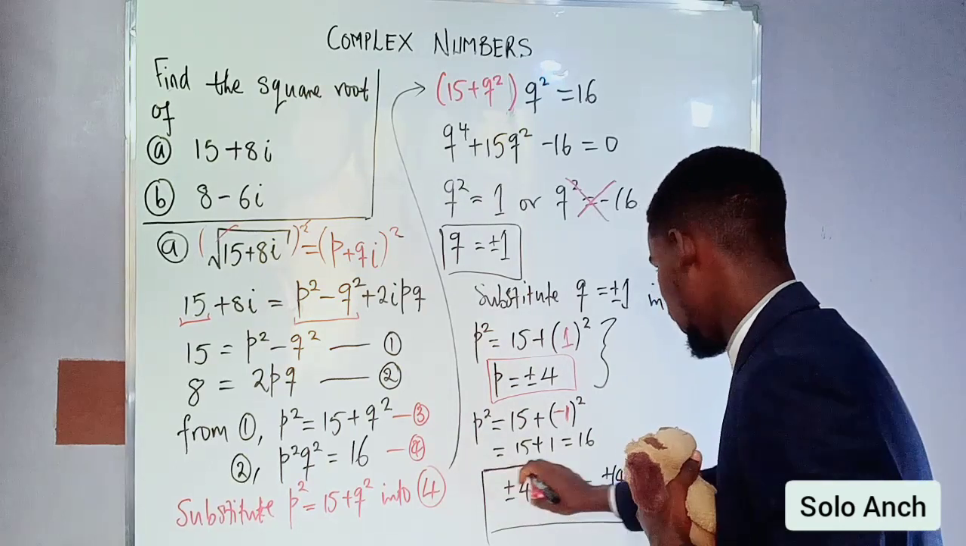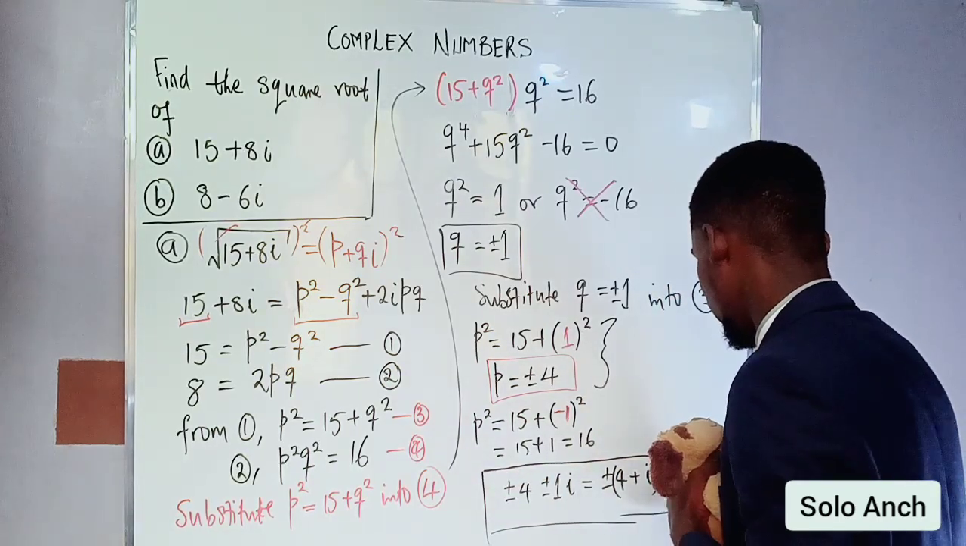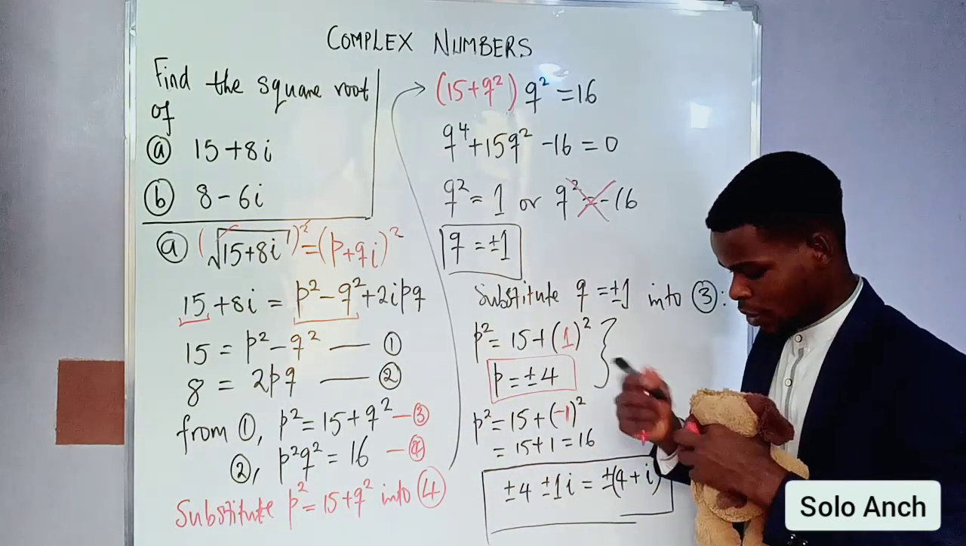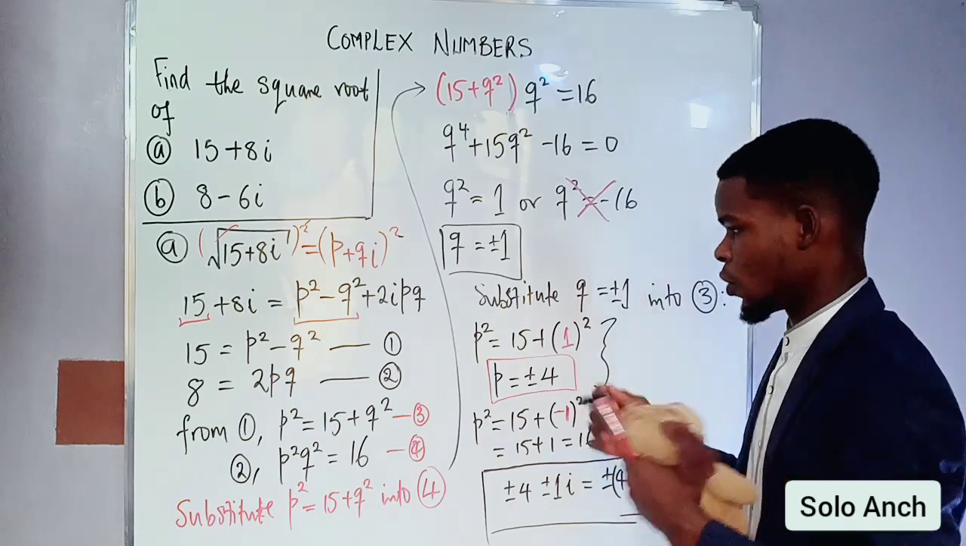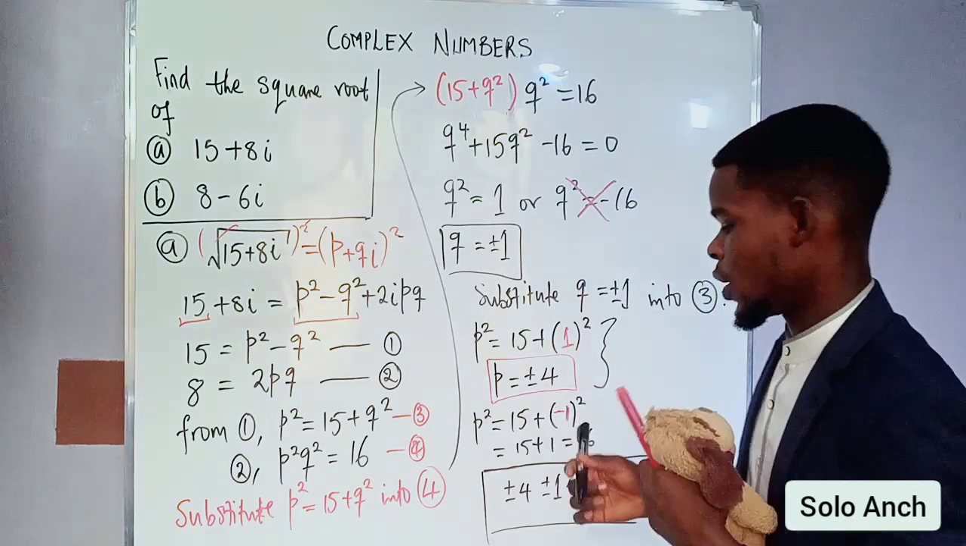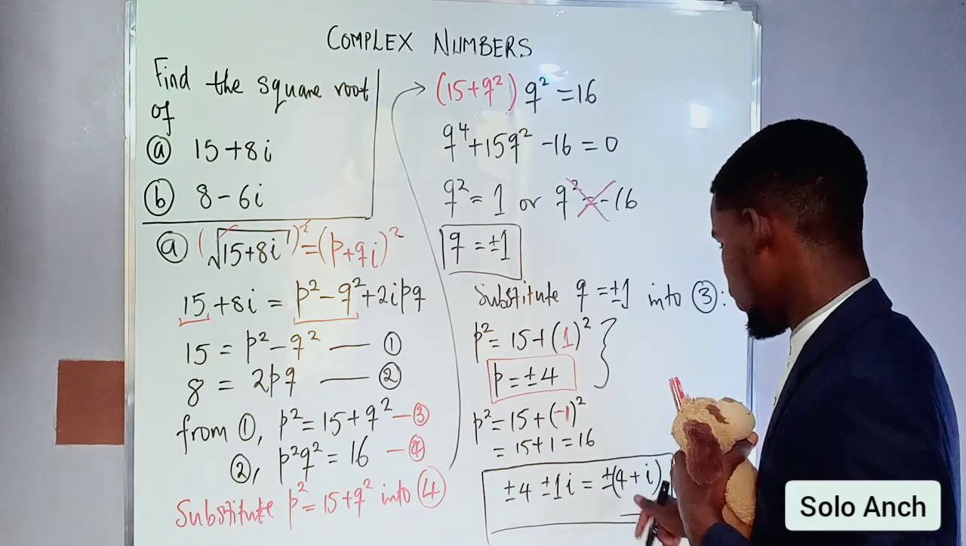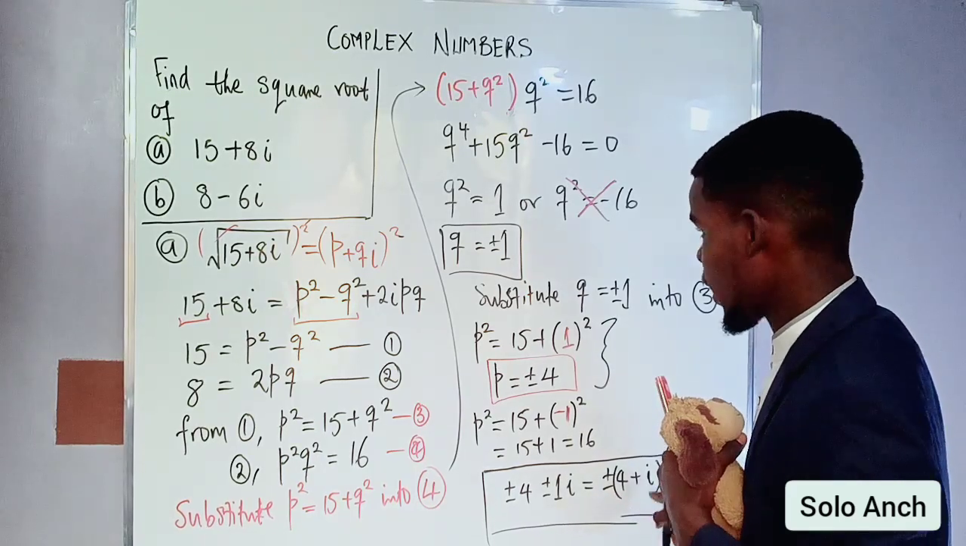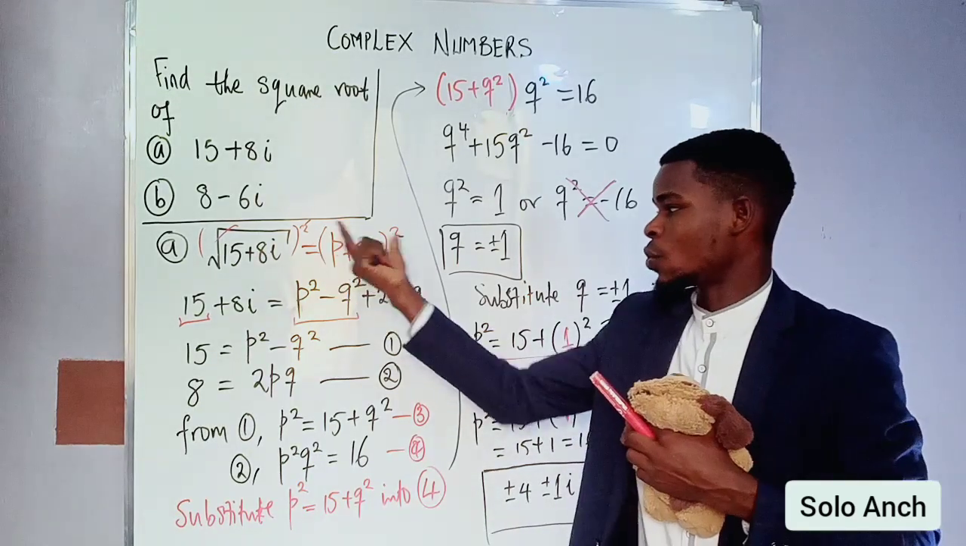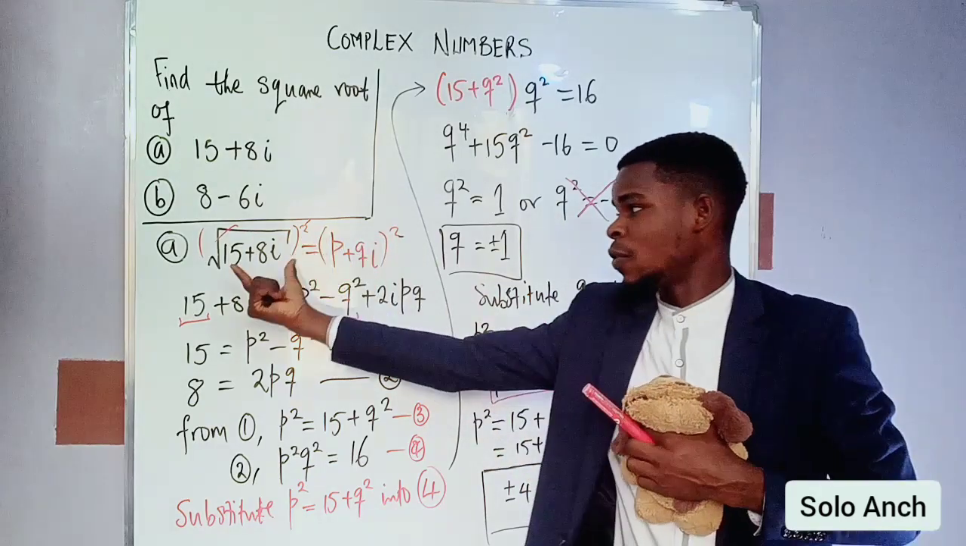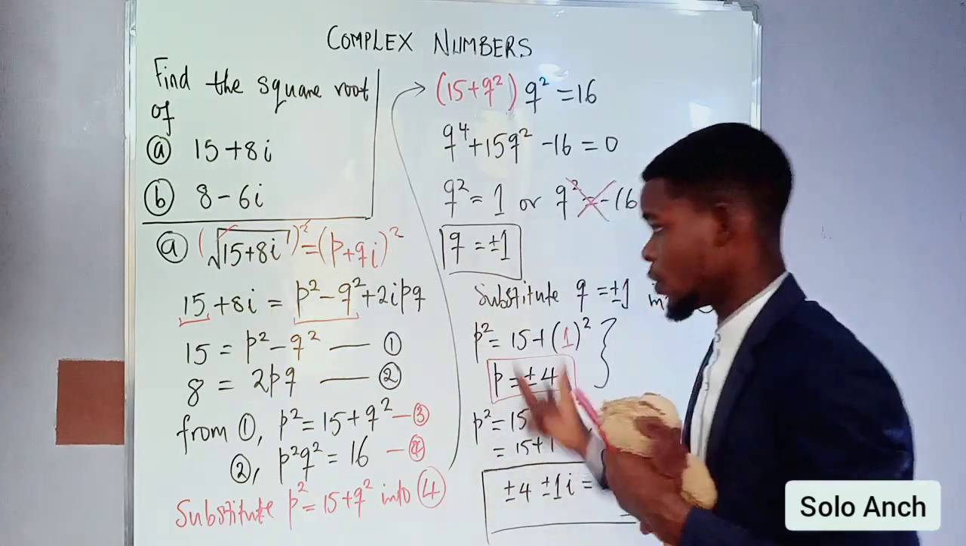Okay, so that is how we can use algebra. I know we are going to use some other methods as we proceed in the course, where we're going to convert this to a polar coordinate and then see where we can go from there. But this is a very interesting one. So positive 4 plus i, or negative 4 plus i, when you square that, you're going to get 15 plus 8i. So this is the square root of that.